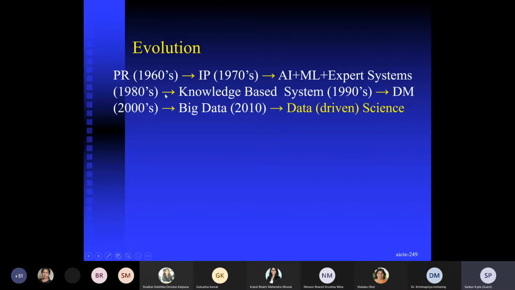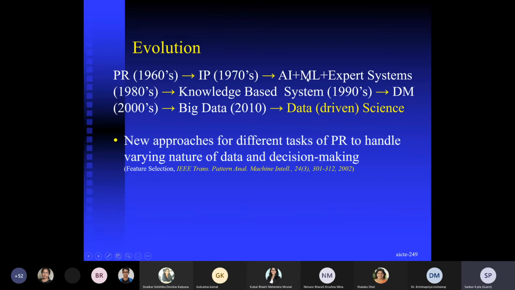So the evolution of the subject I'm mentioning. Pattern recognition was in the 1960s. Image processing, 1970s. AI, machine learning, expert systems, 1980s. But it could not survive much because you didn't have abundant data and computing power. The knowledge-based systems came all over the world, in India also, in the 1990s. Then data mining 2000, big data 2010. Now we are taking data-driven science, data science. So in every one, we had new technologies, new approaches for different tasks of pattern recognition to handle the varying nature of data.